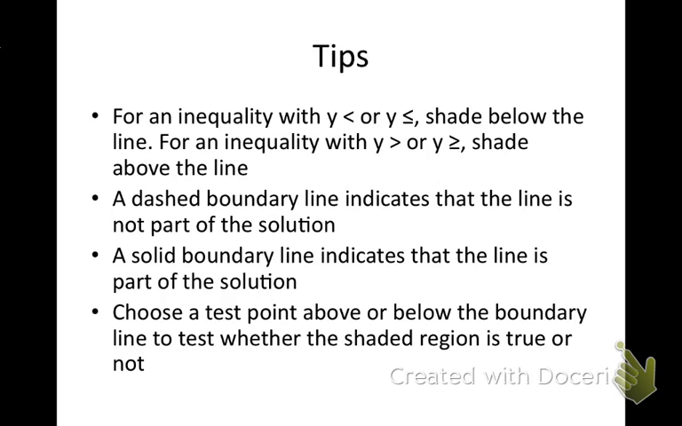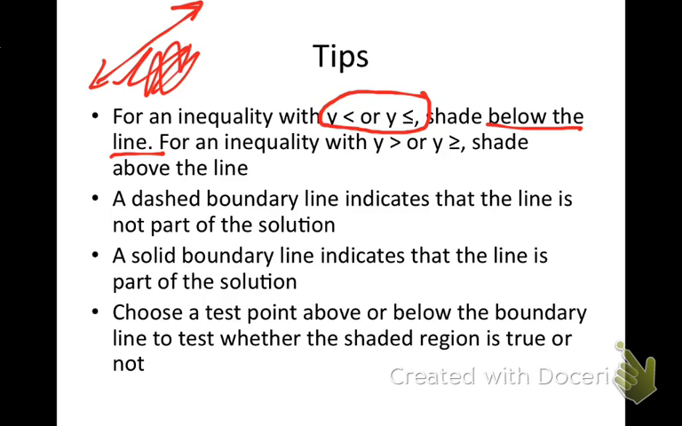Here is a tips page, which is kind of helpful for how to graph. For an inequality with less than or equal to, I'm going to shade below the line. If I have a line, I'm going to shade all of this area below it. If you think about it, that makes sense. What does less than mean? Everything lower, less than the graph.